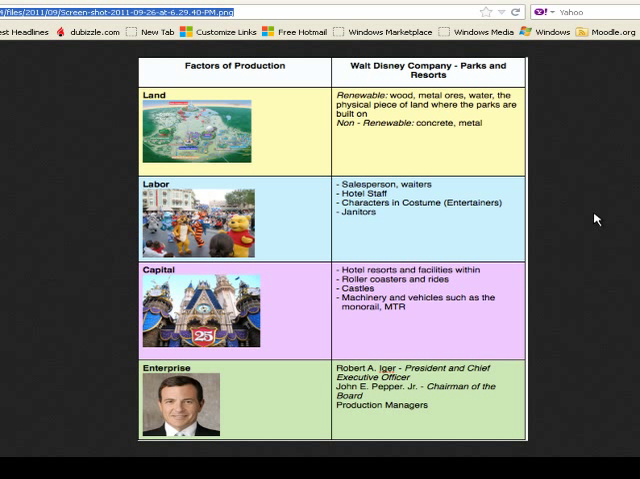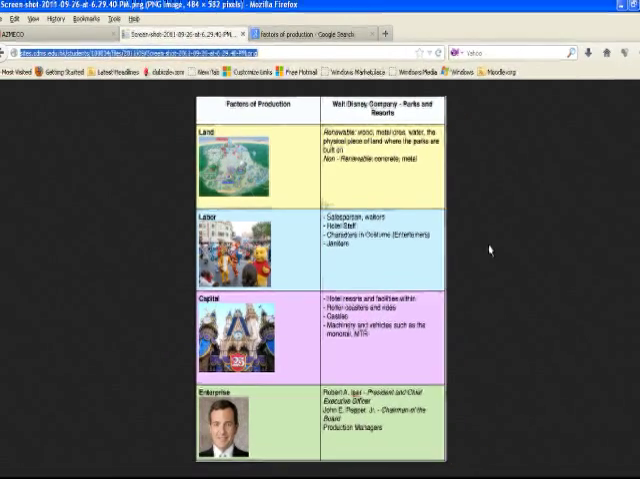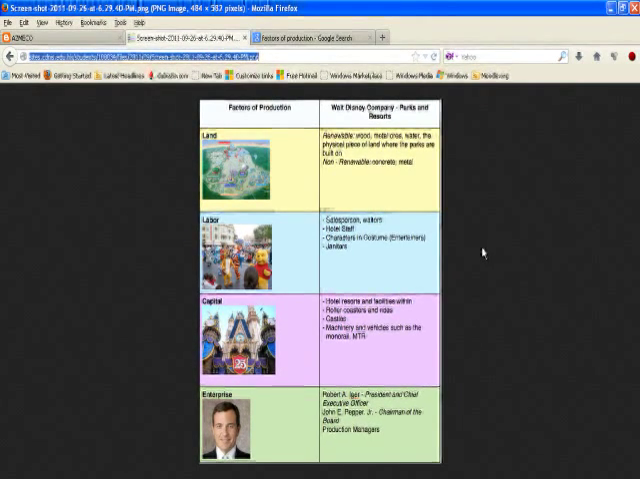Now these two examples help us to understand in depth the concept of four factors of production.